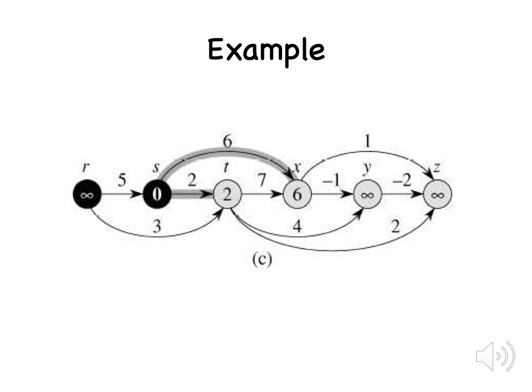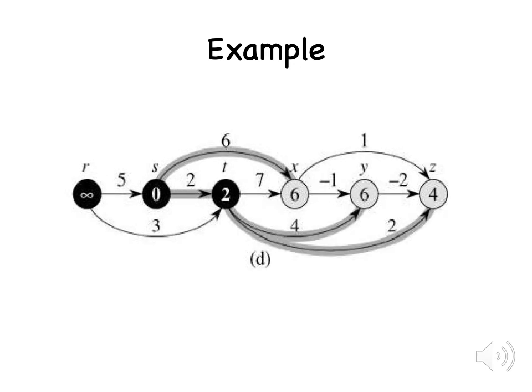This is very evident from this. You have done all this earlier. So similarly this goes on. At t it is 2, at x the infinity was changed to 6. Now considering t has two outgoing, one to y and one to z. So y was replaced by 6 and z was replaced by 4.